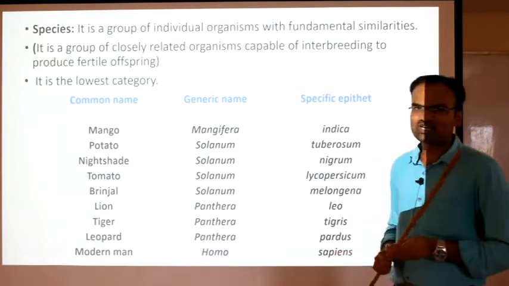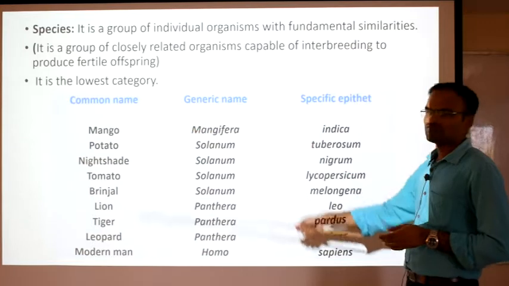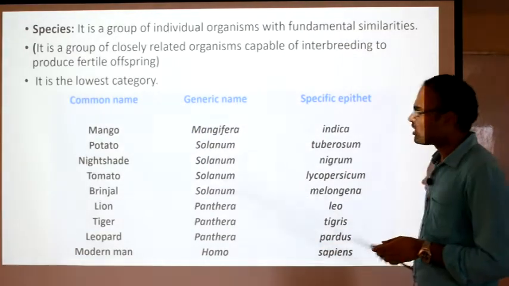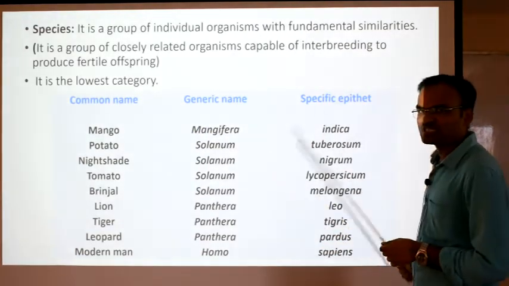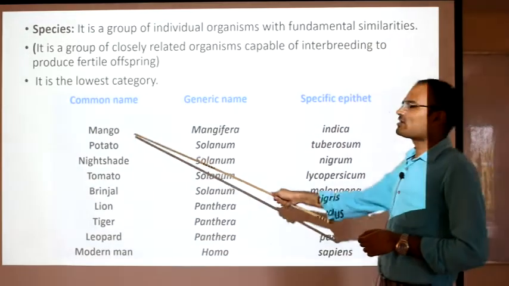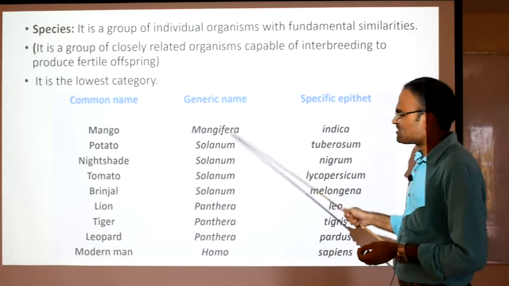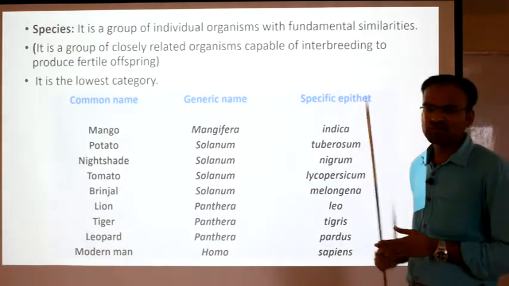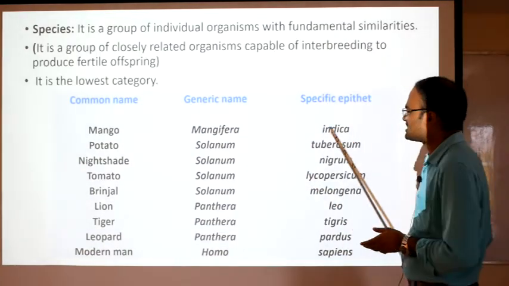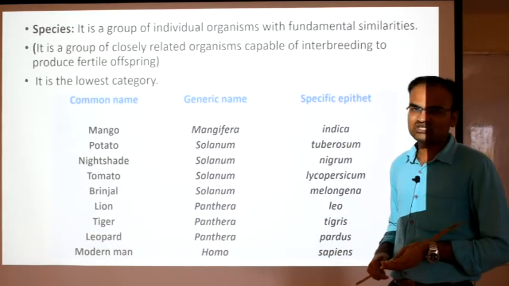Some of the examples we have here: common name in the first column, generic name in the second column, specific epithet or species name in the third column. So the mango tree, we are already aware of it. Genus name is Mangifera, species is indica, Mangifera indica. So indica is a species which comes under the genus Mangifera.